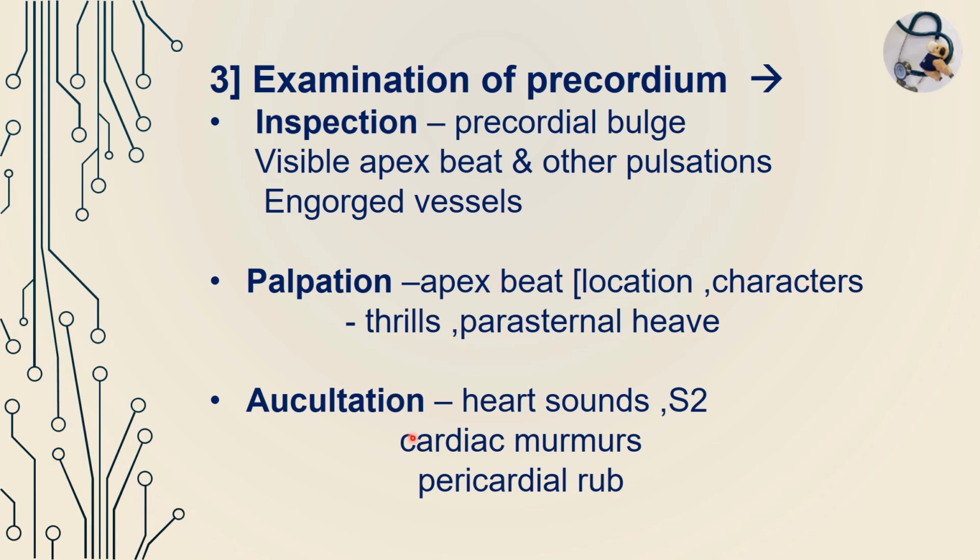And then go to auscultation and check the heart sounds, first heart sound and second heart sound. The second heart sound is important. Here you have to see whether there is a single second heart sound or there is splitting, as these characters are important. Then check for cardiac murmurs, what type of murmur it is, systolic, diastolic or continuous. Check for pericardial rub. Regarding the details about all these findings, we'll talk further when we are discussing the individual diseases. So in general, you need to examine these things in the precordium.